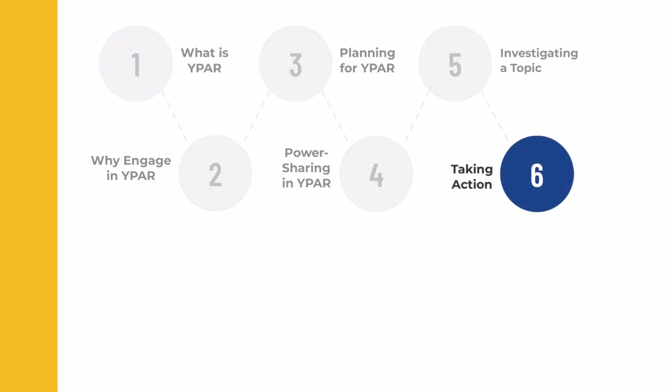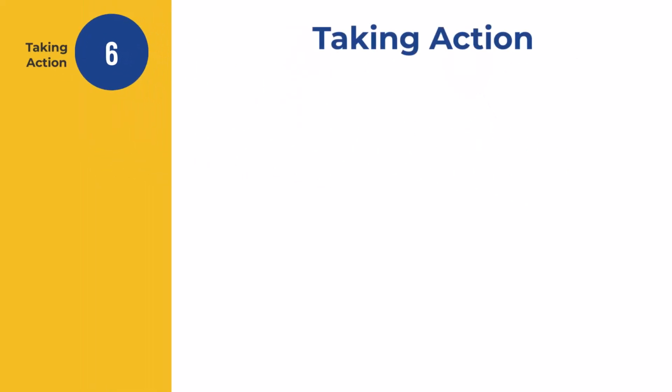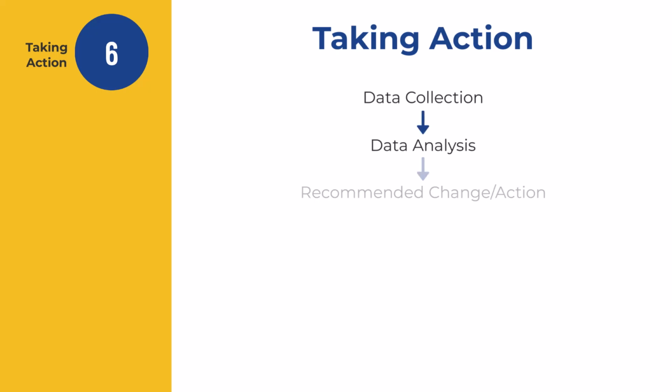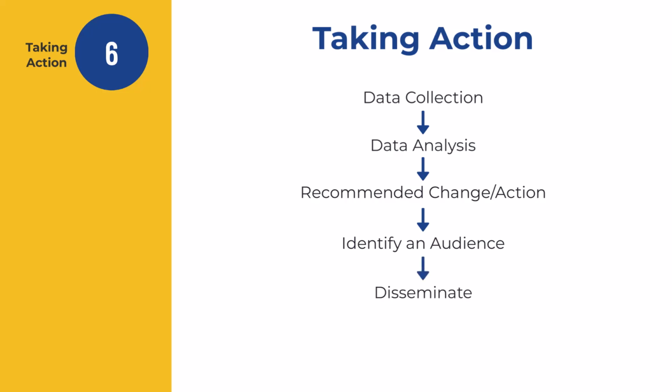This video covers the sixth stage of a YPAR process, taking action. This process ensures that the data young people collected and the analysis they did is shared with others. In many cases, YPAR groups are strategic in who they share their findings with and select an audience who has the power to change or address the topic or opportunity. Disseminating youth's findings, often in the form of a set of recommendations, is a hallmark of YPAR efforts.